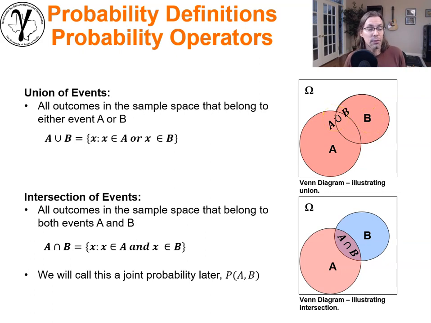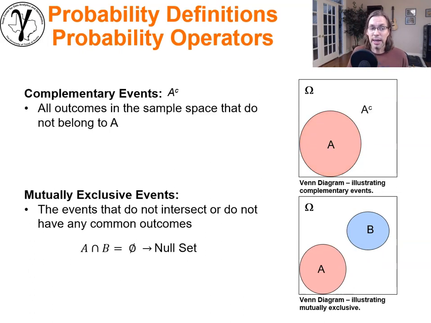Now, the intersection operator is different. The union operator was the OR operator. The intersection operator is the AND operator. Both must occur together, A and B. The way I remember it is the symbol for the intersection is this upside down U, and to me, it looks kind of like an N. So I think of N for intersection. That's the AND operator. We'll introduce it more formally later as a joint probability, and we'll use different notation at that point too. All right, so unions and intersections.